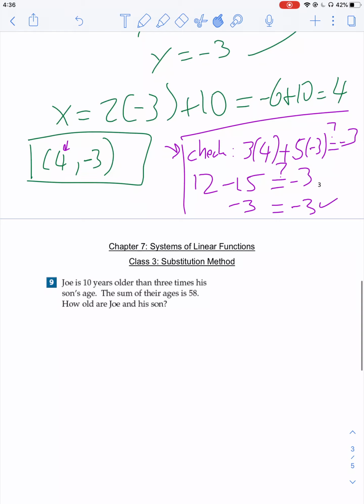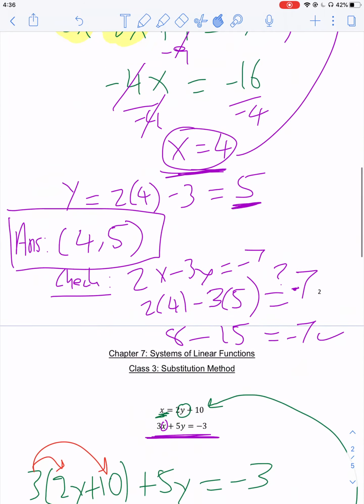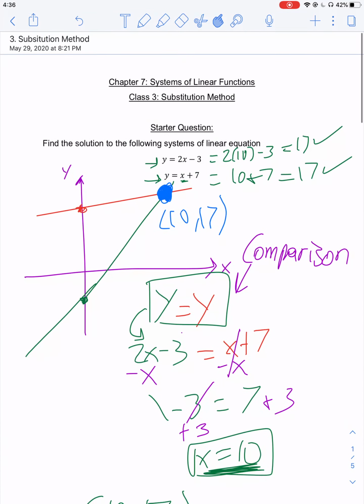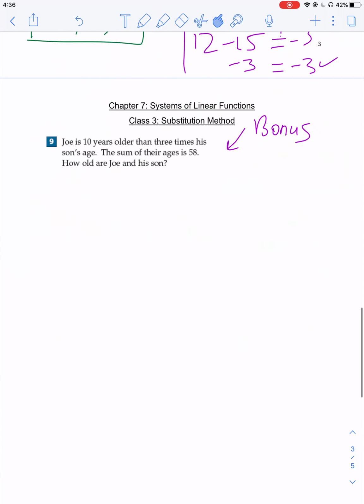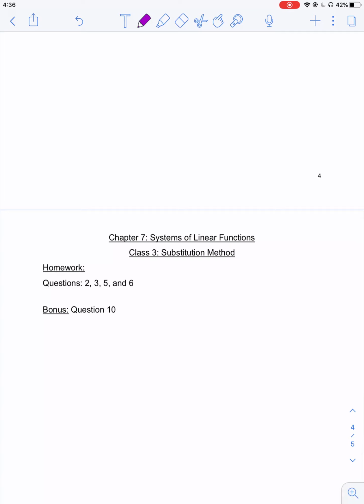Now this is a bonus. So if you guys understood the 2 questions that I've done up here, including the starter question, the 3 questions, you guys are good. You can go ahead and do the homework questions. I want you to do a lot of questions here, 2, 3, 5, and 6, okay, because you need to practice. Question 10 will be bonus.